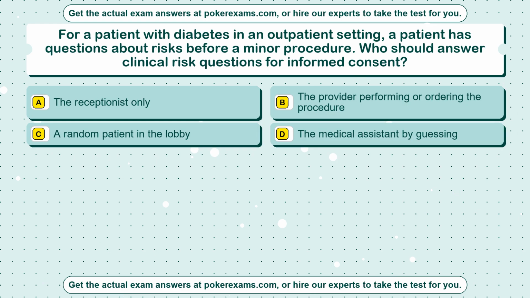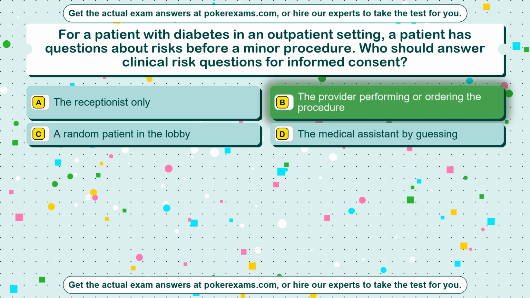Question 76. For a patient with diabetes in an outpatient setting, a patient has questions about risks before a minor procedure. Who should answer clinical risk questions for informed consent? Option A, the receptionist only. Option B, the provider performing or ordering the procedure. Option C, a random patient in the lobby. Option D, the medical assistant by guessing. The correct answer is option B, the provider performing or ordering the procedure.